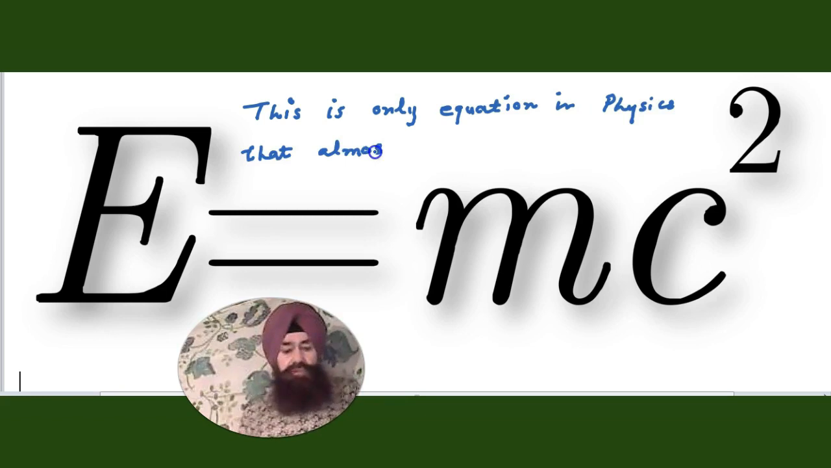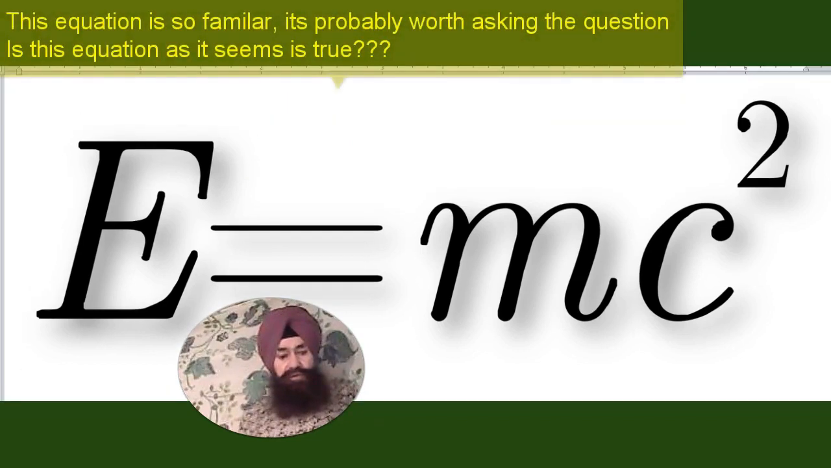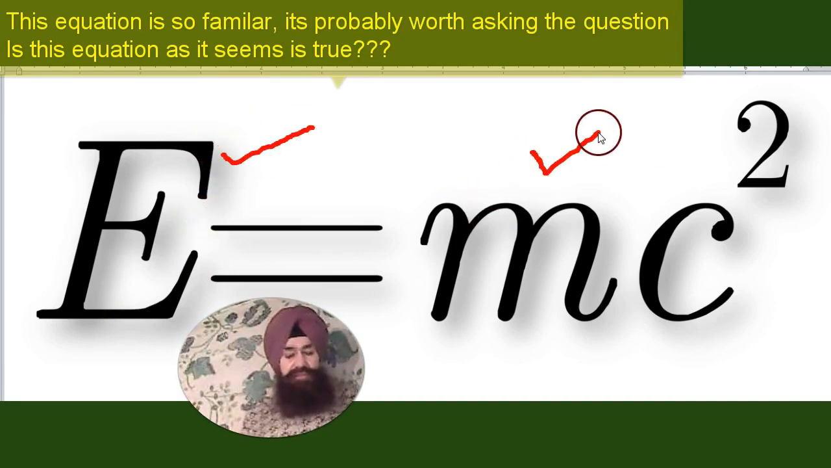This is the only equation in physics that almost every person knows very well. This is the only equation that everyone knows, that energy and mass are convertible. Energy can be converted into mass.